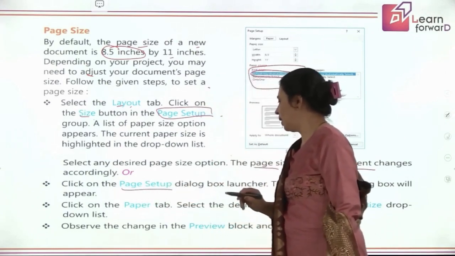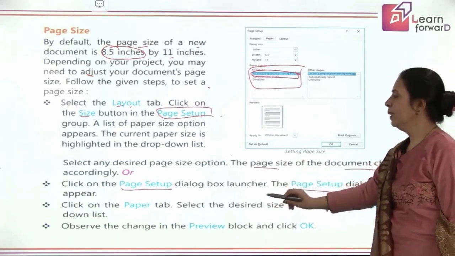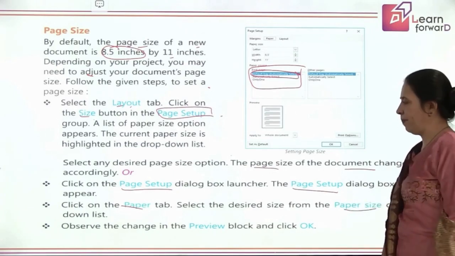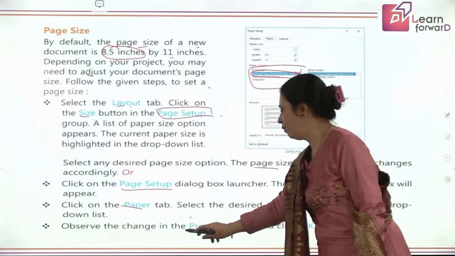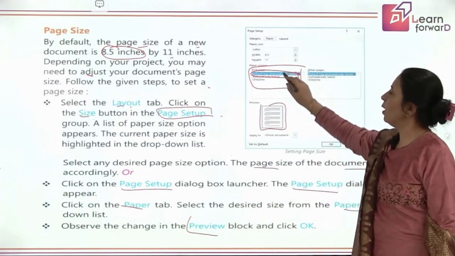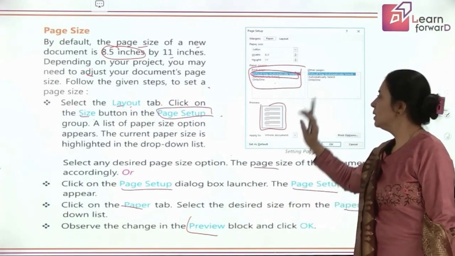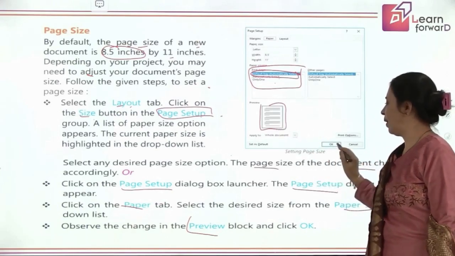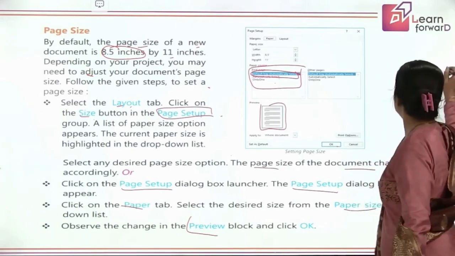Click on page setup dialog box. The page setup dialog box will appear. Then click on the paper tab. Select the desired size of the paper size, and don't forget to see the preview. The preview comes there. So just see the preview, whatever page you are selecting, the preview will be visible to you. See which preview suits your requirement, and then finally you click on OK button, right?